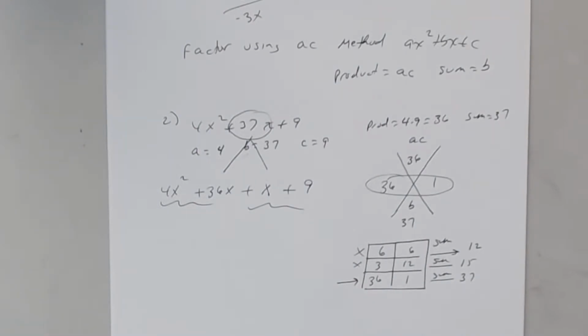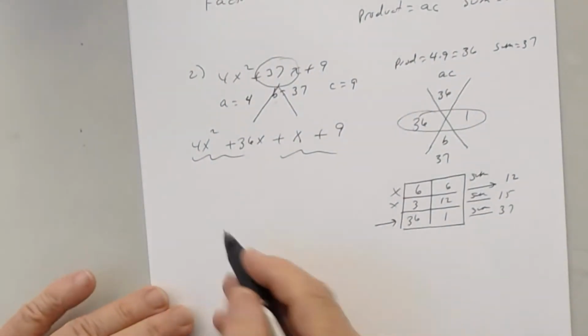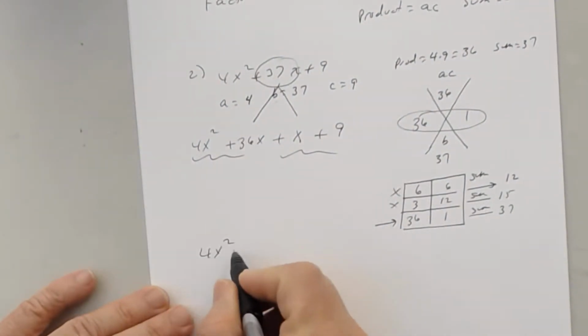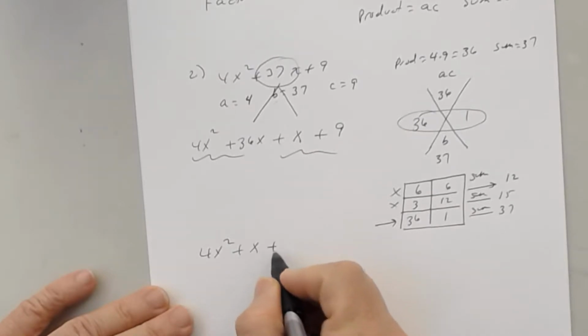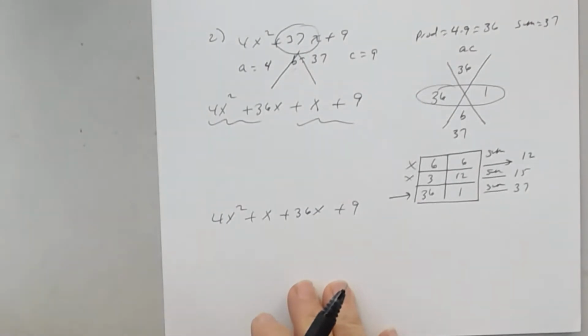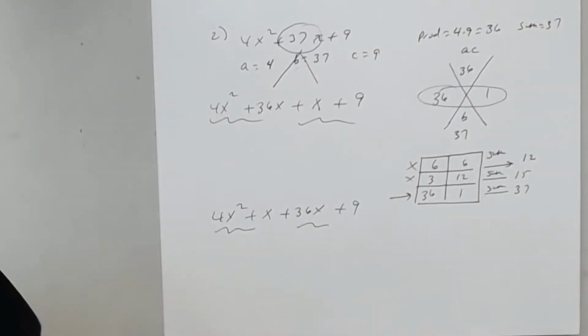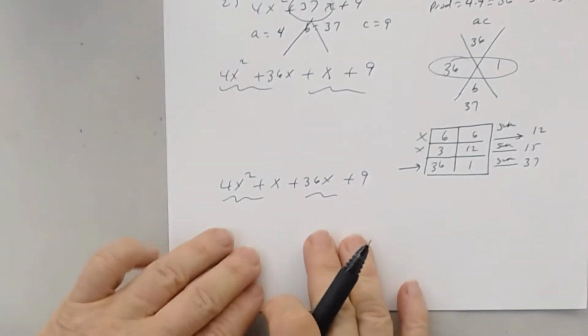Now, it did not matter whether you put 36x first or x first. So someone else could have said this, 4x squared plus x plus 36x plus 9, right? Someone else could have done that. Is that clear? Remember you had several worksheets in the first section on grouping. Let's do the second one for right now.